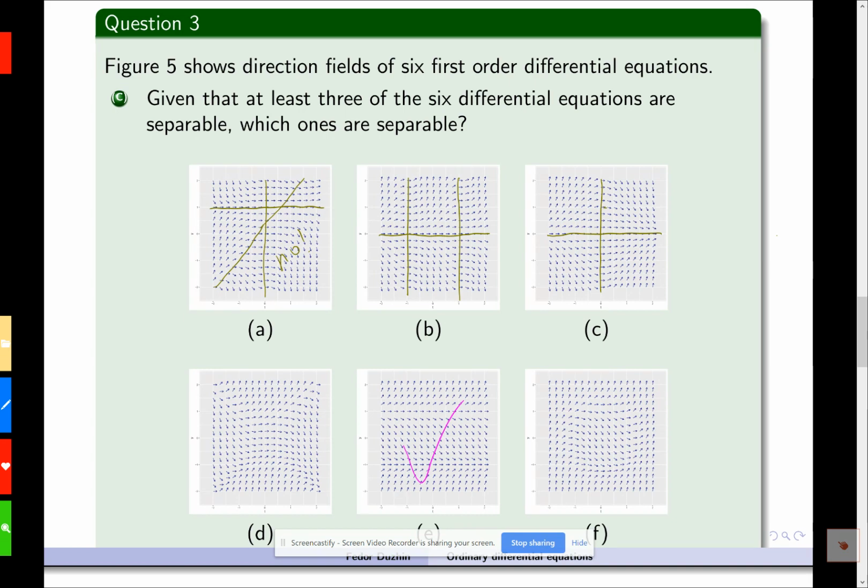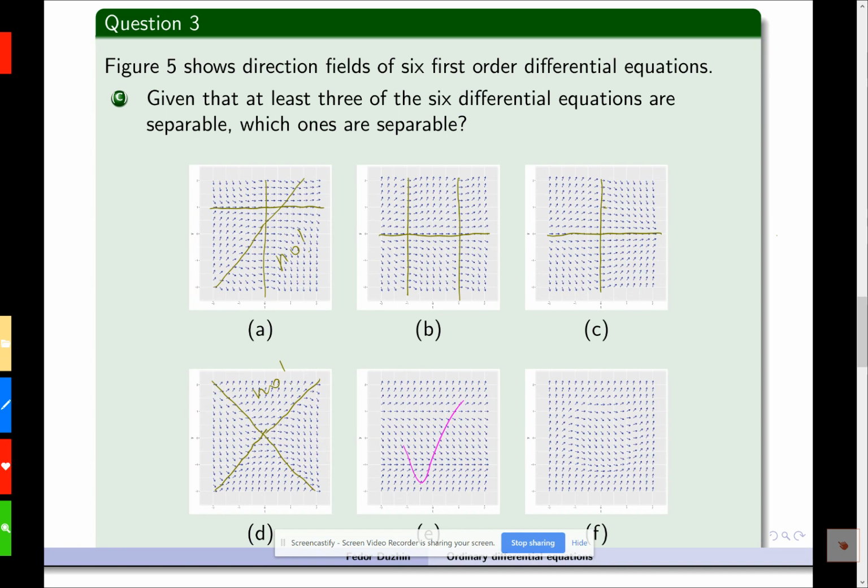Now let us look at D. In D, if you stare at it carefully, you will notice that these are zeros of the right hand side. So we are looking for horizontal arrows, and the set of zeros of the right hand side for D has the structure of two slant lines. So they are not vertical or horizontal, so no.